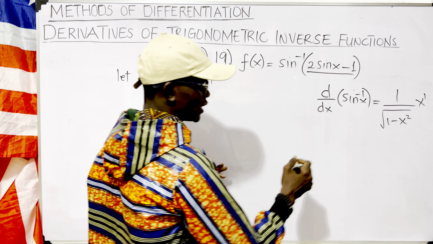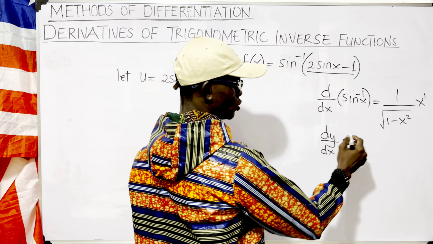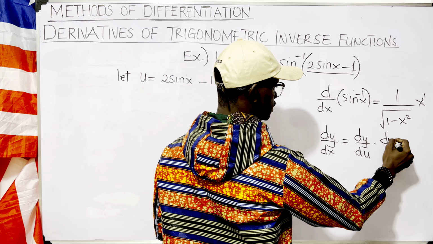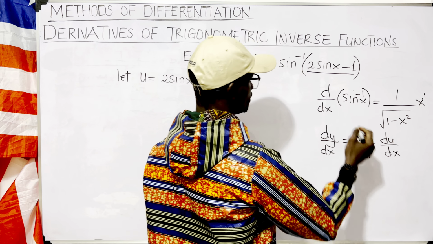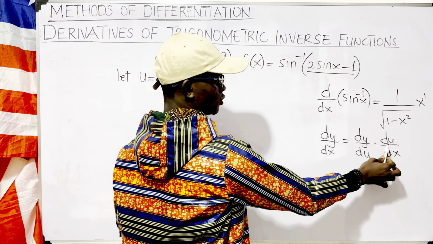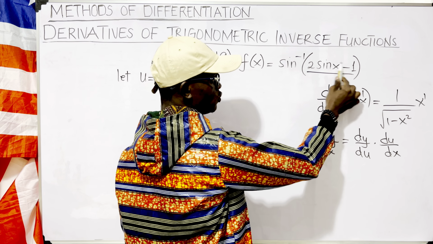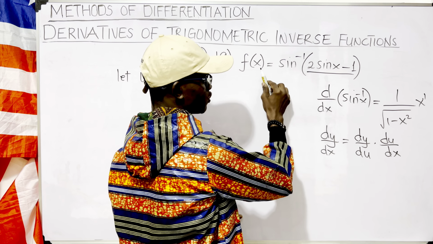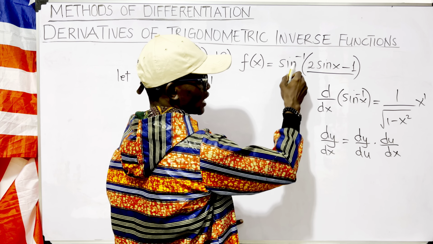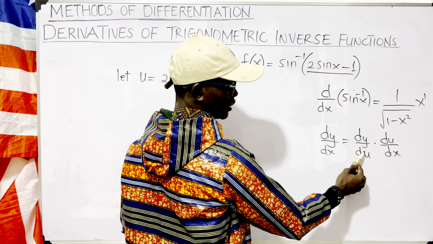Remember the chain rule says dy by dx is equal to dy by du times du by dx. Because if you allow this to be your u, you have to differentiate with respect to x, so it will be the derivative of u with respect to x. Now, if you replace this with u, the function will be a function in u, not in x any longer. So this will just be f of u is equal to sine inverse of u. That will be dy by du.